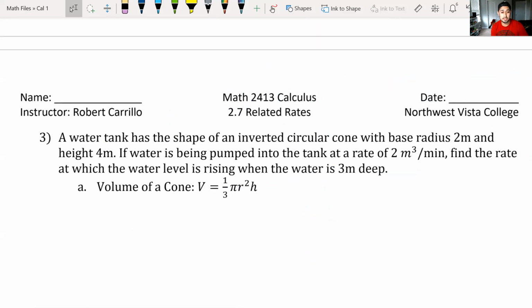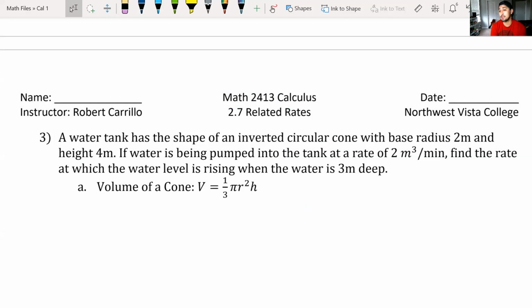Here's a good one. A water tank has the shape of an inverted circular cone with base radius 2 meters and height 4 meters. If water is being pumped into the tank at a rate of 2 meters cubed per minute, find the rate at which the water level is rising when the water is 3 meters deep.